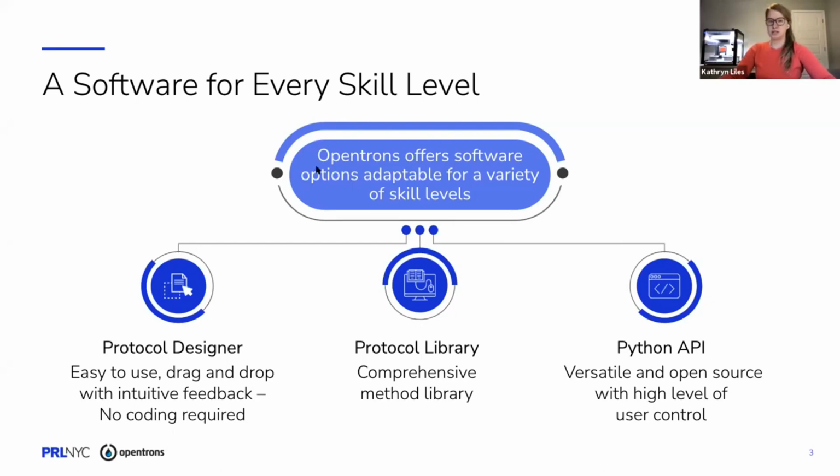So Opentrons really does take the philosophy that regardless of what skill level you have with automation, you should be able to use our robotic liquid handling platform. And so we've provided a software for every skill level to use our robot. So the first is our protocol designer, which is what we'll focus on today. But keep in mind that we also have our protocol library and then our Python API, which are also options in terms of creating protocols.